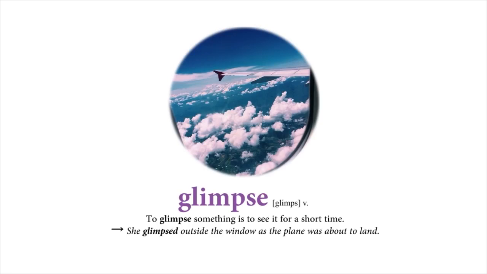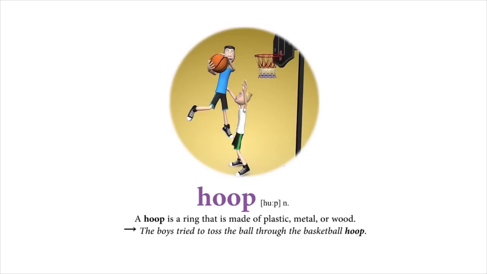Glimpse. To glimpse something is to see it for a short time. She glimpsed outside the window as the plane was about to land. Hoop. A hoop is a ring that is made of plastic, metal, or wood. The boy tried to toss the ball through the basketball hoop.